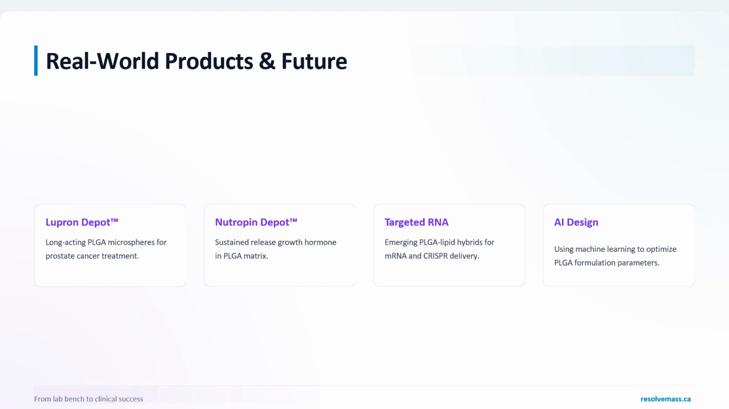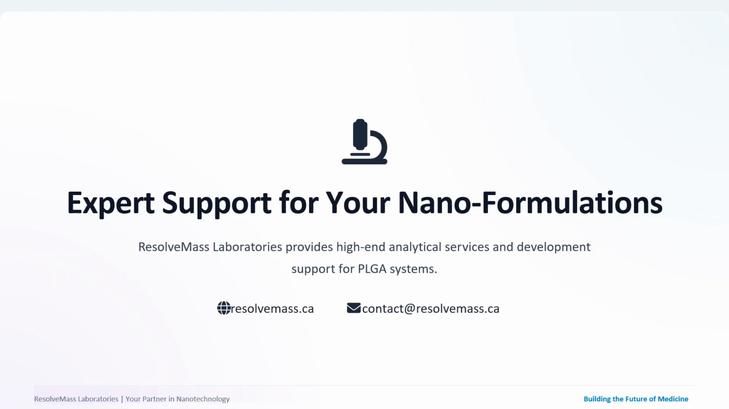Looking toward the future, researchers are developing PLGA-based systems for advanced therapies such as RNA delivery and gene editing technologies like CRISPR. Artificial intelligence is also being used to optimize nanoparticle formulations, accelerating the design of next-generation nanomedicines.